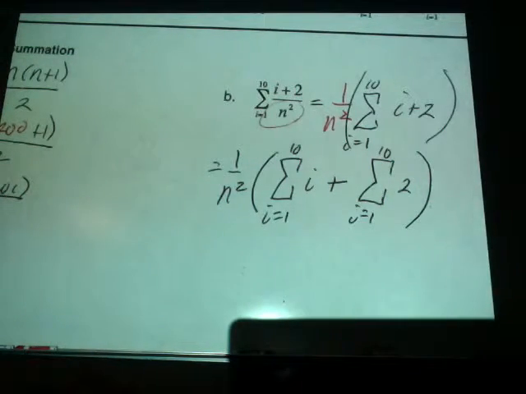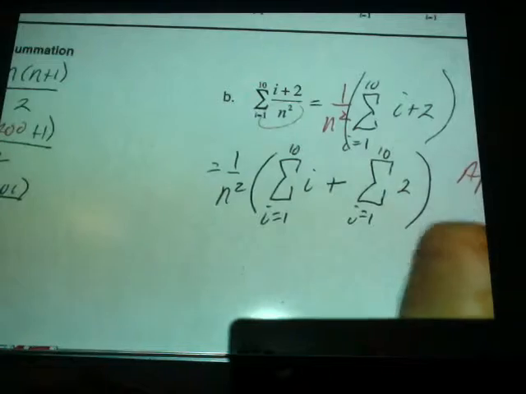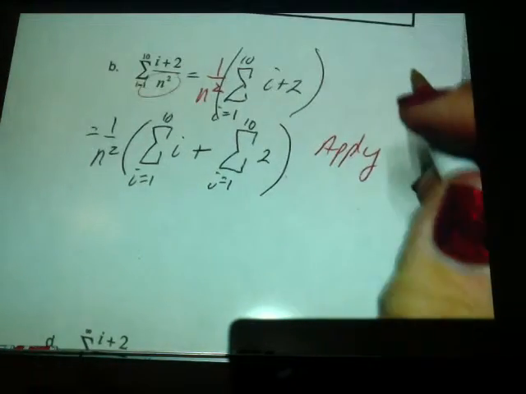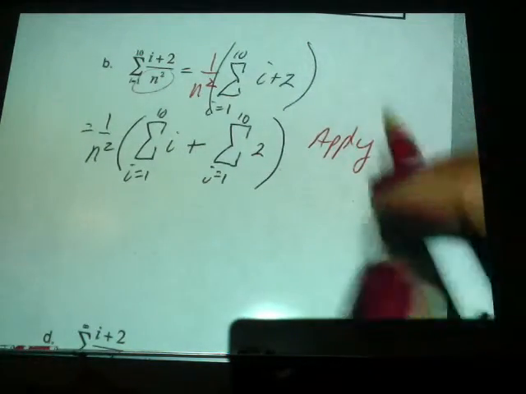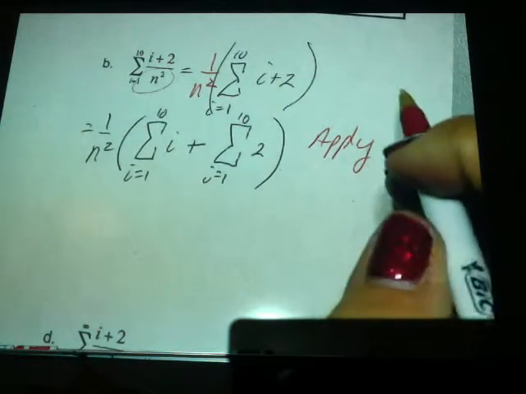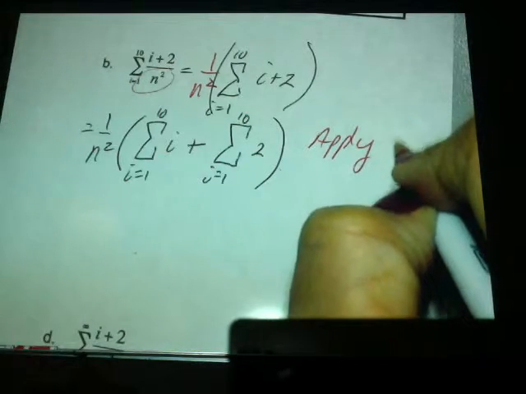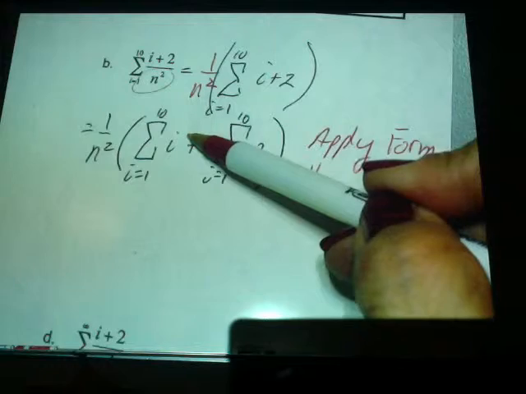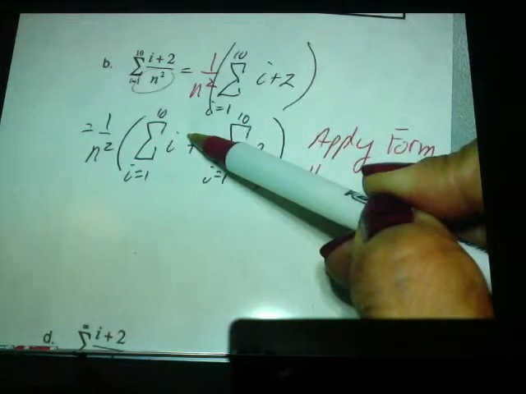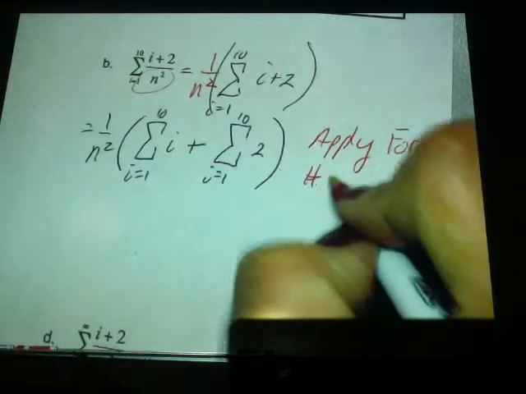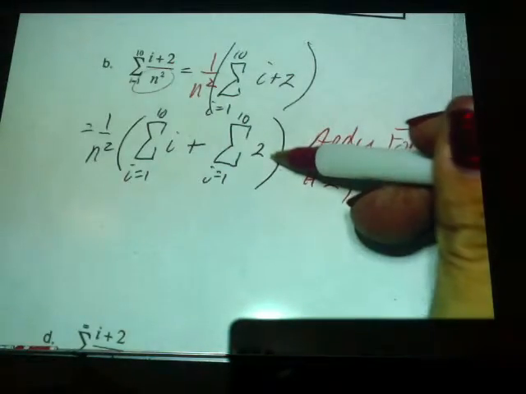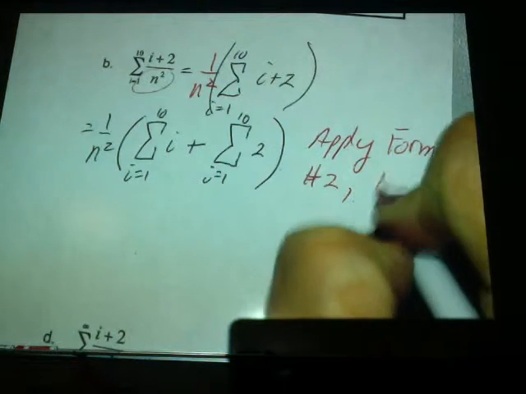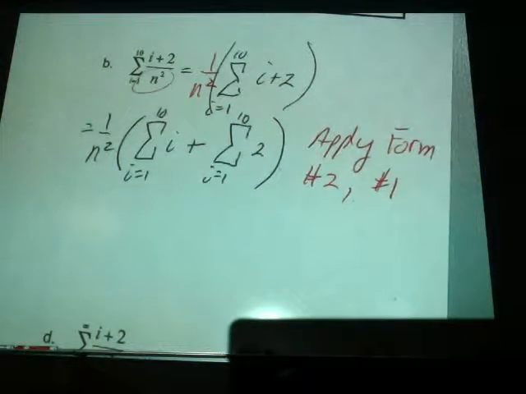So we're going to apply the formula number, which one for this one? Look above, which one's just an i? So number 2. And for this one, which one's just a constant number? Number 1. So we're going to rewrite those.